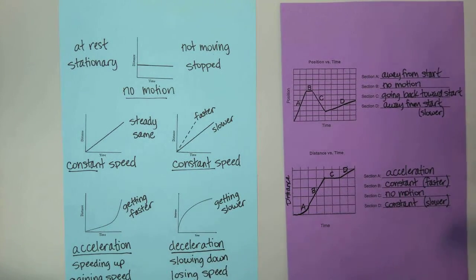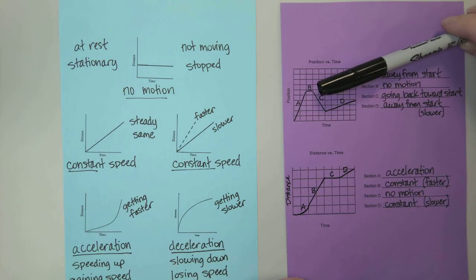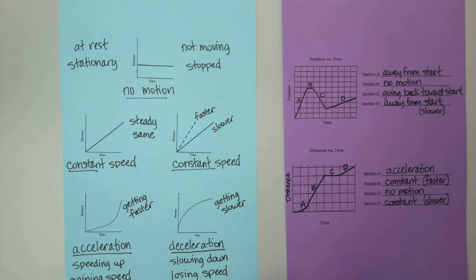Okay, these are going to be good reference pages when we start looking at reading distance versus time graphs. Again, keep in mind that the only time we'd have the going away from start, and then coming back to start, is in a position versus time graph. These are going to go in your journal on pages 8 and 9.